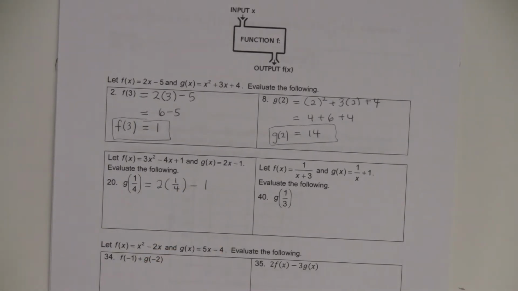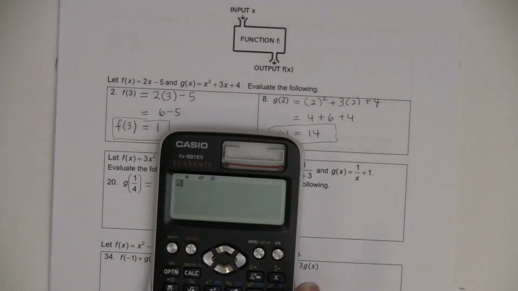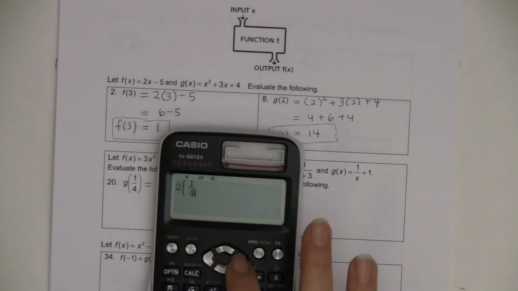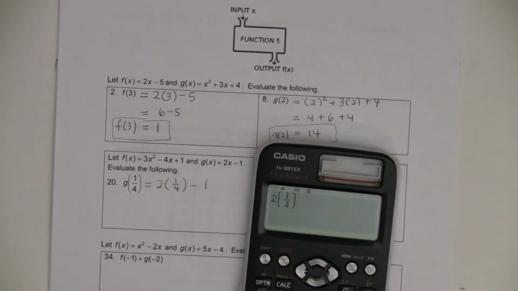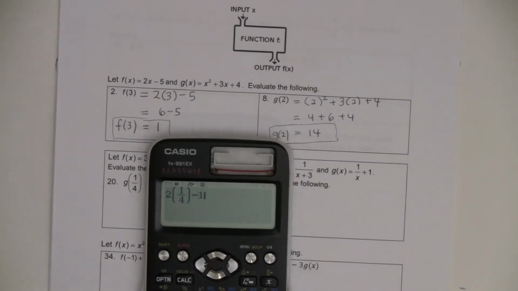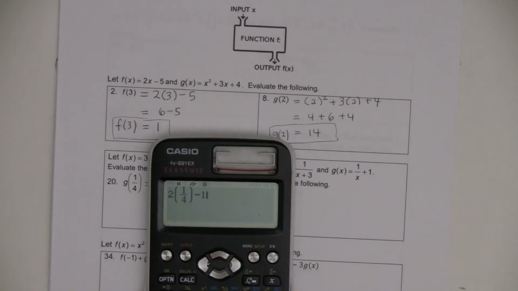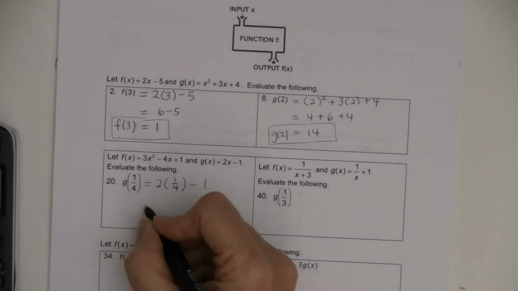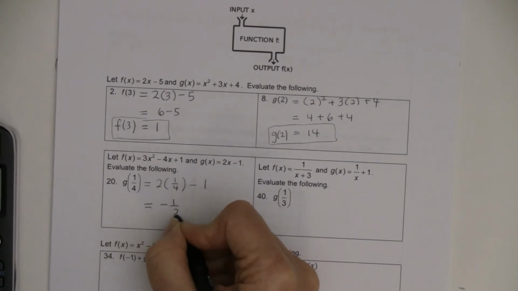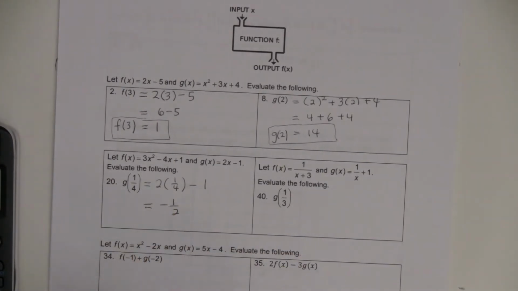Of course, I'm free to do that on my calculator. 2 times 1/4 minus 1. I don't know if you can see my calculator screen. Almost you can. And equals, and it's negative half. So this is equal to negative 1/2. And that's what they're going to have in the back of the book, because that's what they were asking about. If I wanted to say the whole thing, it's g at 1/4 equals negative 1/2.